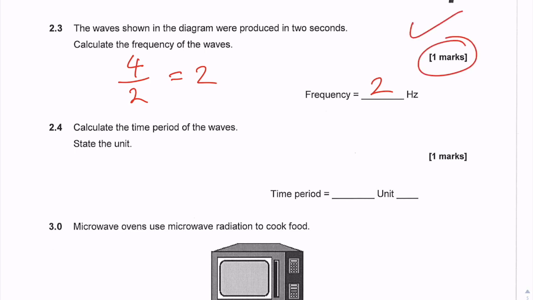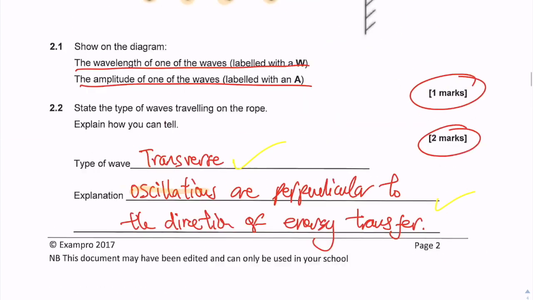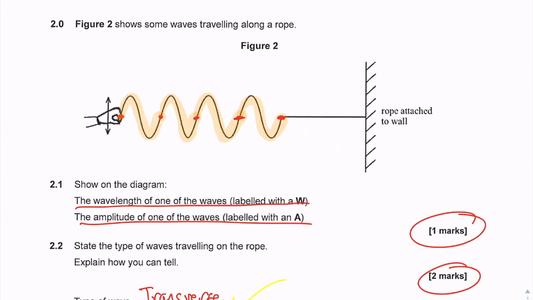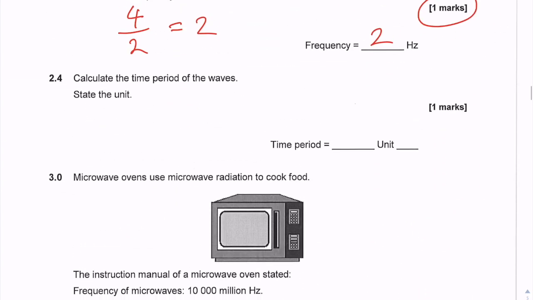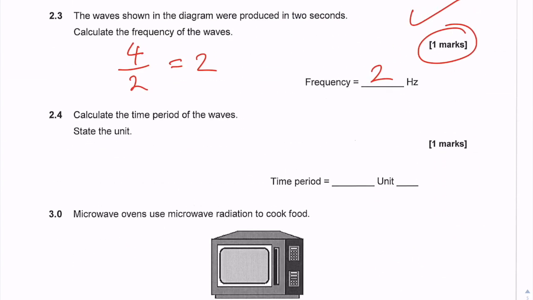Loads of you have got 2 divided by 1, which is shocking because you've looked at the diagram, you haven't seen the diagram, which clearly shows 1, 2, 3, 4 waves. Okay, that's not great. Calculate the time period of the waves.